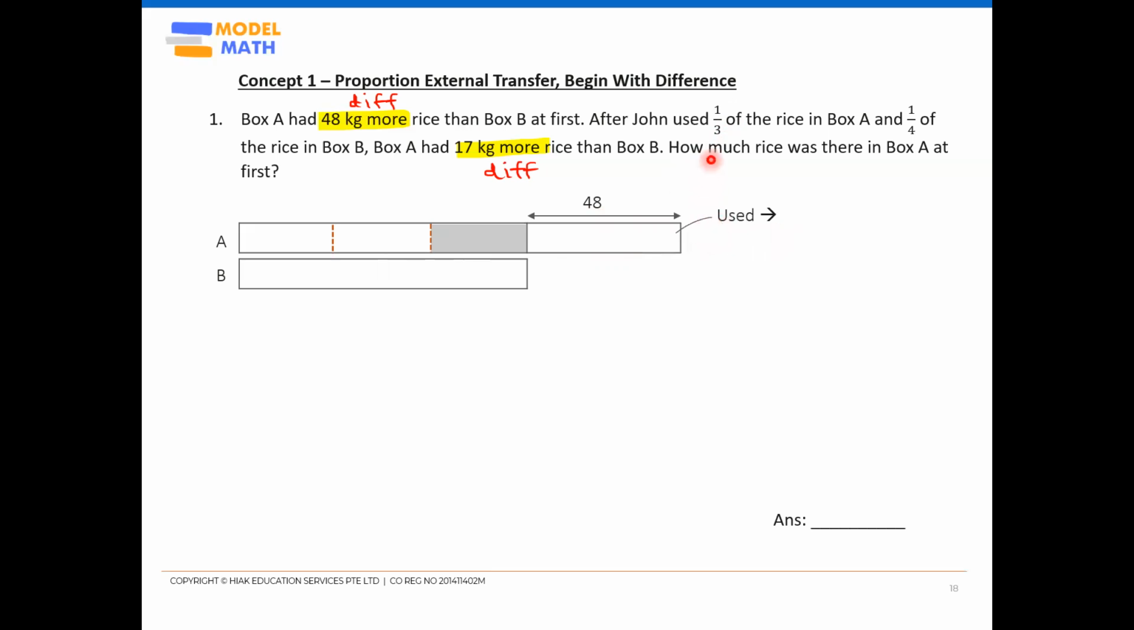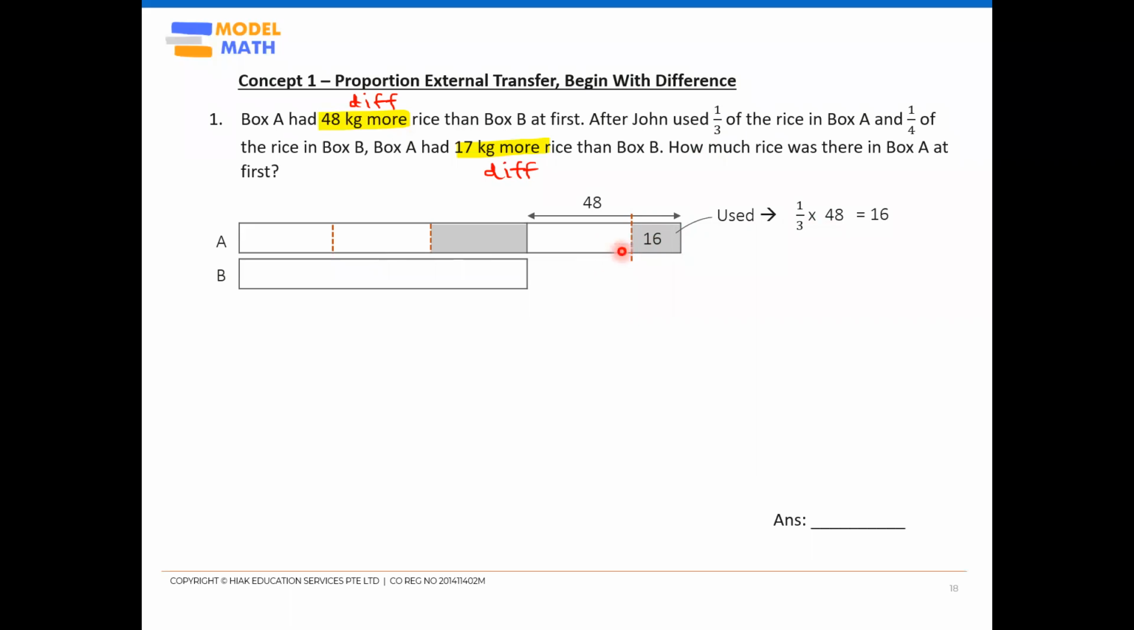1/3 of 48 means 1 out of 3 multiplied by 48, which is 16. Some of you may ask, can we do 48 divided by 3? Of course, it's the same thing, so 48 divided by 3 is fine also. Now we're going to remove 16 kg. You just segregate roughly 1 out of 3 of the 48, looks something like that, and this is the 16 kg that is used away. Remember to shade and write all these things down.